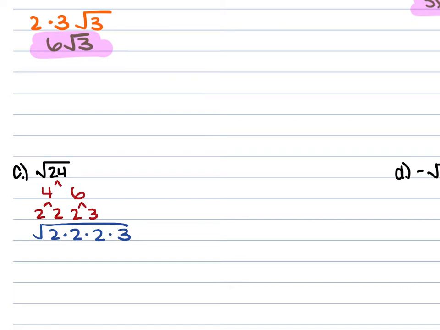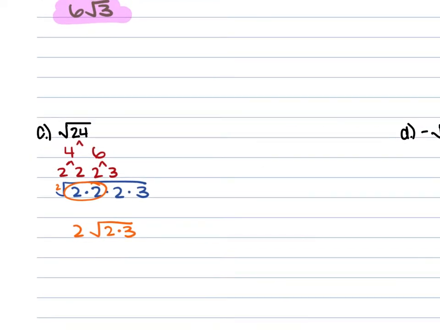From here, we do not have an index there, so it's an invisible 2, which means we're going to group up sets of 2. We have 2 2s here, we pull one out. The 2 and the 3 do not pair up with another 2 or another 3, so that's going to stay underneath the radical. Again, we are going to multiply whatever we have left over. That 2 times 3 gives us 6, so that's 2 square root 6.